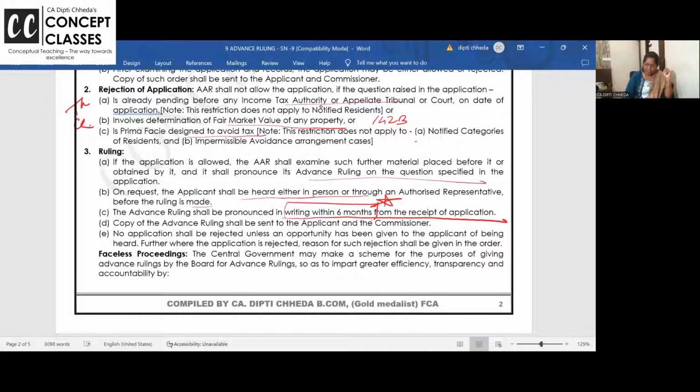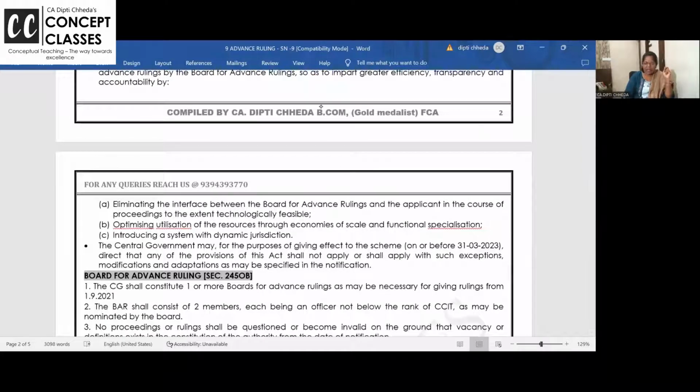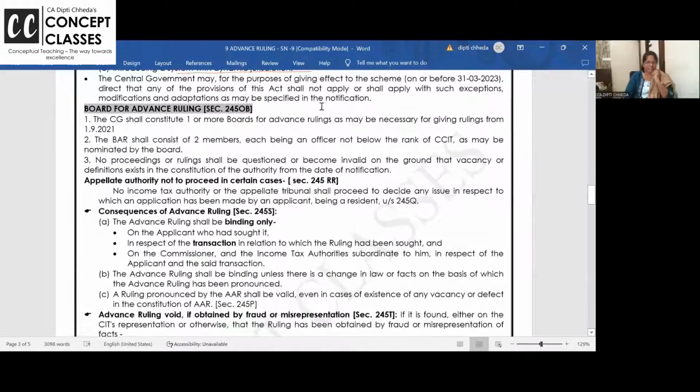No application shall be rejected unless an opportunity is being given. Further, where application is rejected, reason for such rejection shall be given in order. For this also now faceless is there. ये सब जगह हमने देखा है, for eliminating interface, optimizing the best resources and nice system. So this is also becoming now faceless advance ruling application.